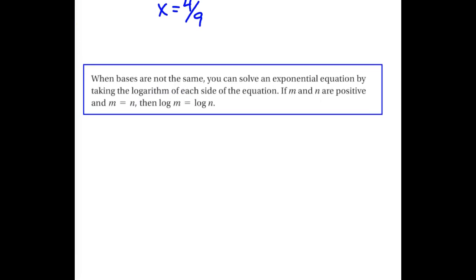What we can do is we can take the log of both sides. It's just like all of our other techniques for solving an equation. As long as we do the same thing to both sides, it's still balanced. It's still an equal statement. So if you have a statement that says m equals n, these two sides are supposed to be equal to each other, then if I take the log of both sides, they still have to be equal. So if m equals n, then the log of m has to equal the log of n.